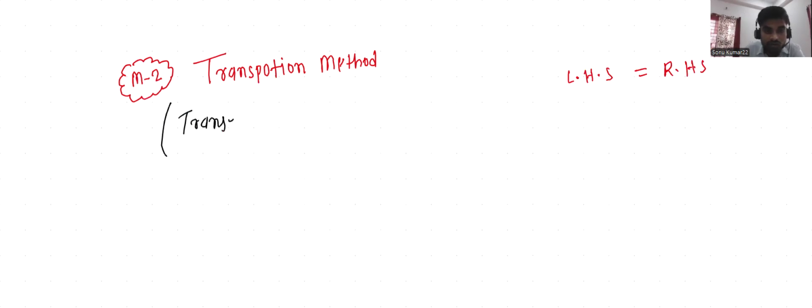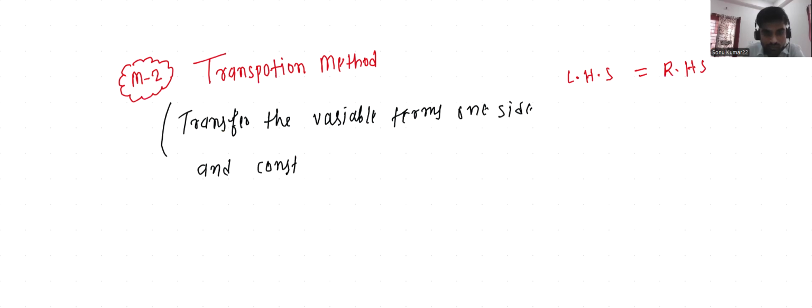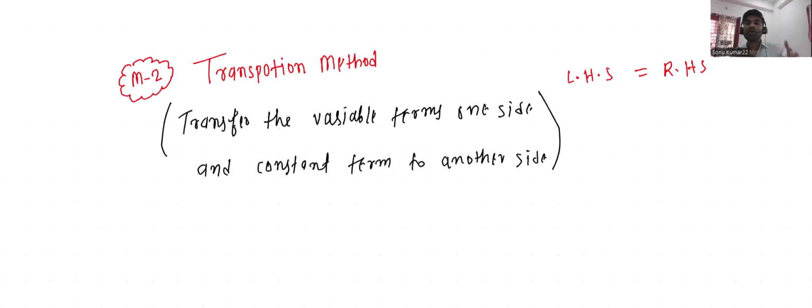Let me write here: transfer the variable terms to one side and constant terms to another side. This is what you have to keep in mind while solving problems related to linear equations in one variable.